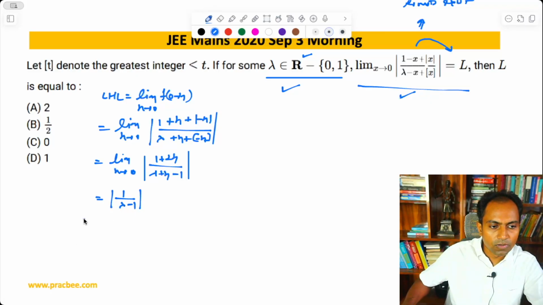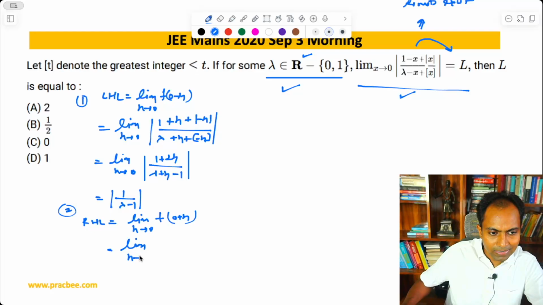Similarly, if I figure out the value of RHL, let us see what do I get. So this becomes limit h tends to 0, f of 0 plus h. So this becomes limit h tends to 0, mod of 1 plus, this will become now minus, and then you have mod of h, divide by lambda minus h plus greatest integer function of h.